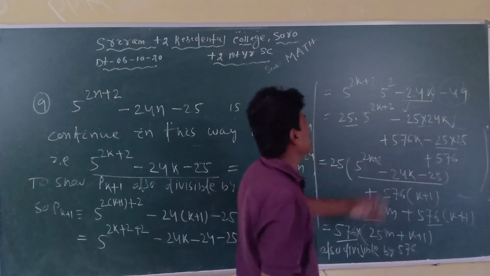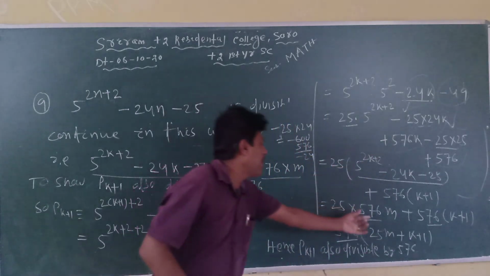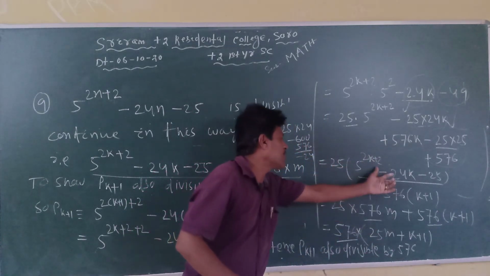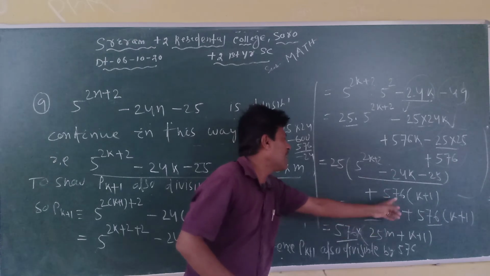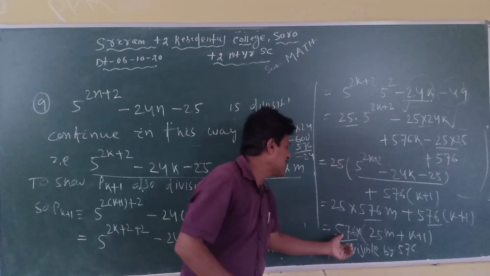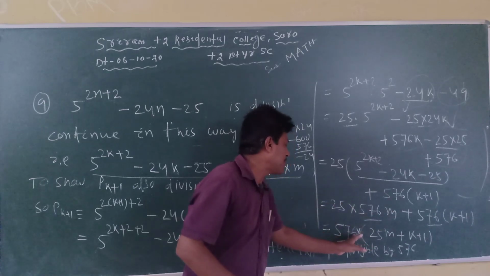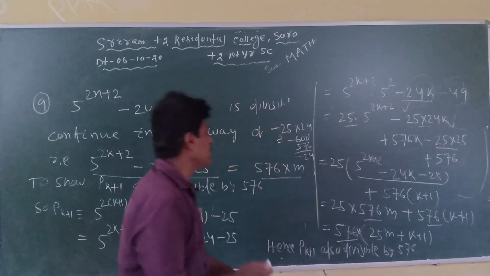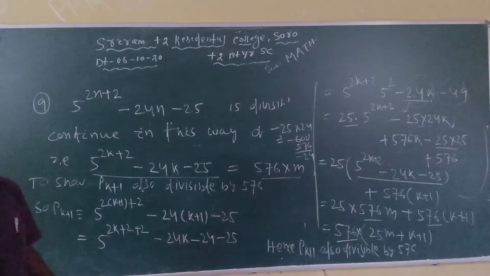So taking 25 from these terms and putting 576m in this term, and also 576 common from k plus 1, then 576 is common to both the terms and 576 is multiplied through these terms, hence it is divisible by 576. That is the proof of the problem. Okay, that's all about your induction principle.